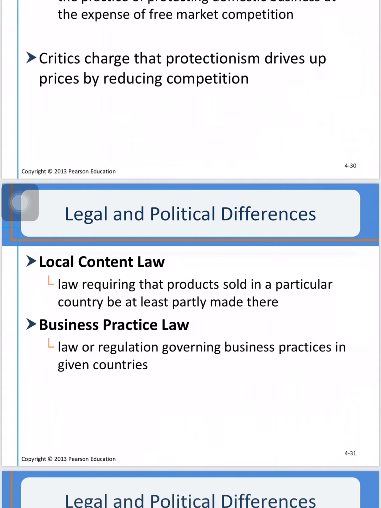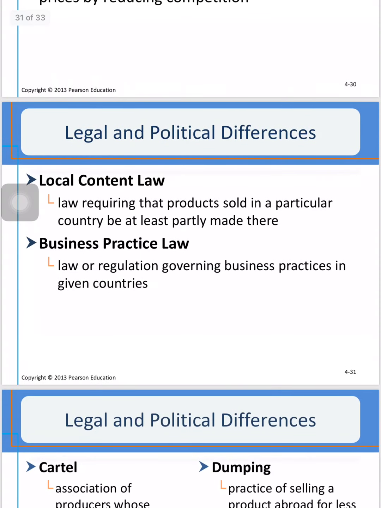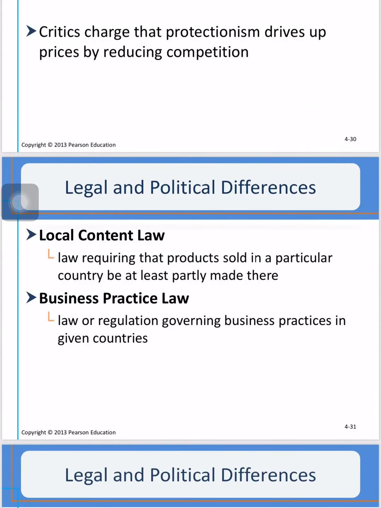Okay, so next is business practice law. Many businesses entering a new market encounter problems in complying with stringent regulations and bureaucratic obstacles. Such practices are affected by the business practice law, by which host country governments govern business practice within their jurisdiction. So some businesses encounter problems in complying with the business law.